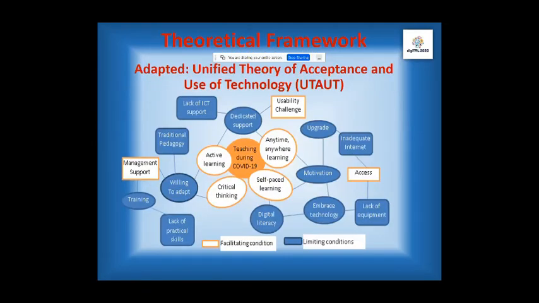So the unified theory of acceptance and use of technology has two main constructs, the facilitating conditions and the limiting conditions. And in our adaptation, what were the facilitating conditions? Management support, usability, and access. And what were the limiting conditions? Access to equipment, inadequate internet, lack of ICT support, traditional pedagogy, and lack of practical skills.